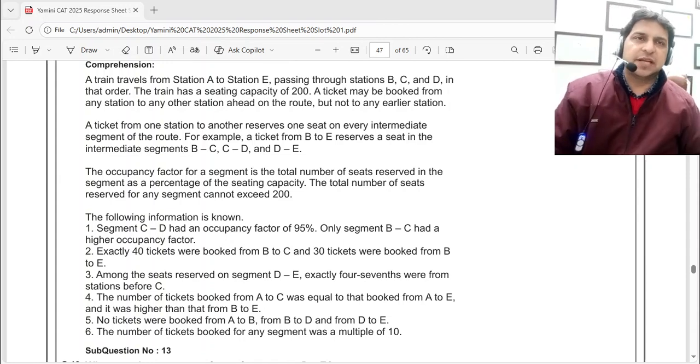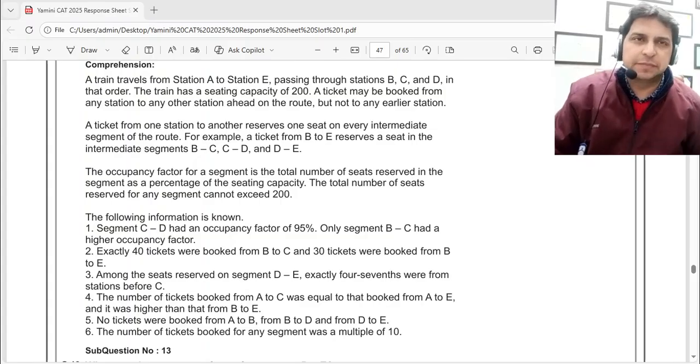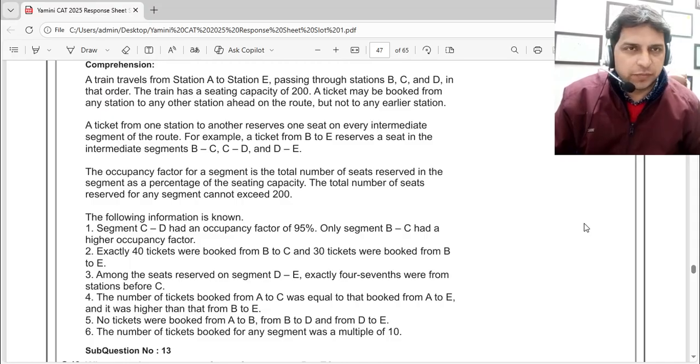Welcome to ACM classes, CAT 2025, slot 1 LRDI, puzzle number 4. That is what we're going to do today. Let's start doing the puzzle right away.